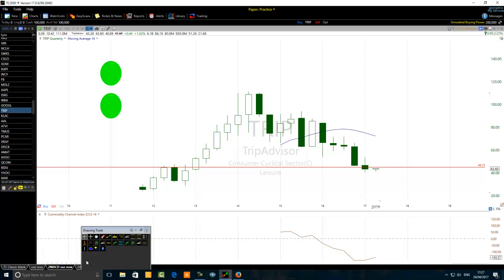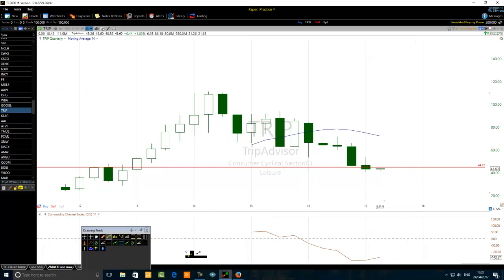So we have a CCI setup, which is the CCI 14 oversold. We have the price action setup, which is a break above a key level and a retest of that key level. So at this junction, as a swing trader using the CCI period 14, we will give priority to bullish signals above the level of $44.72 and priority to bearish signals below it.